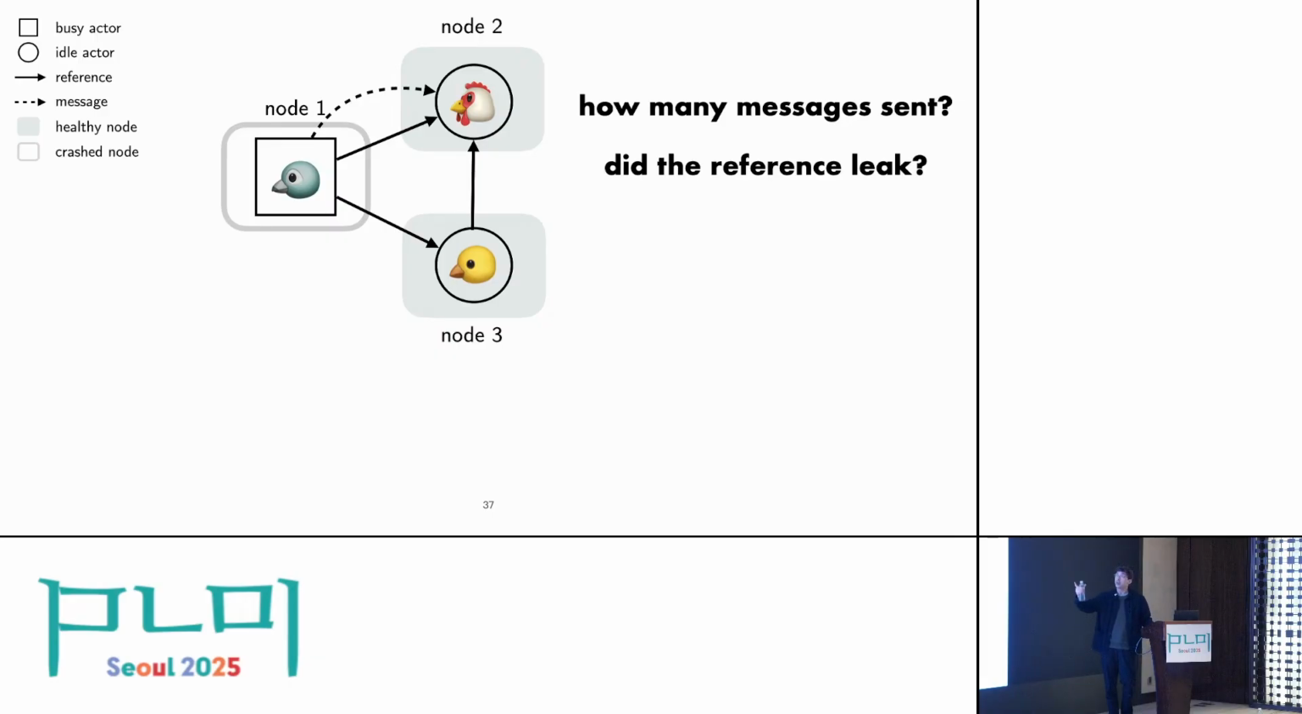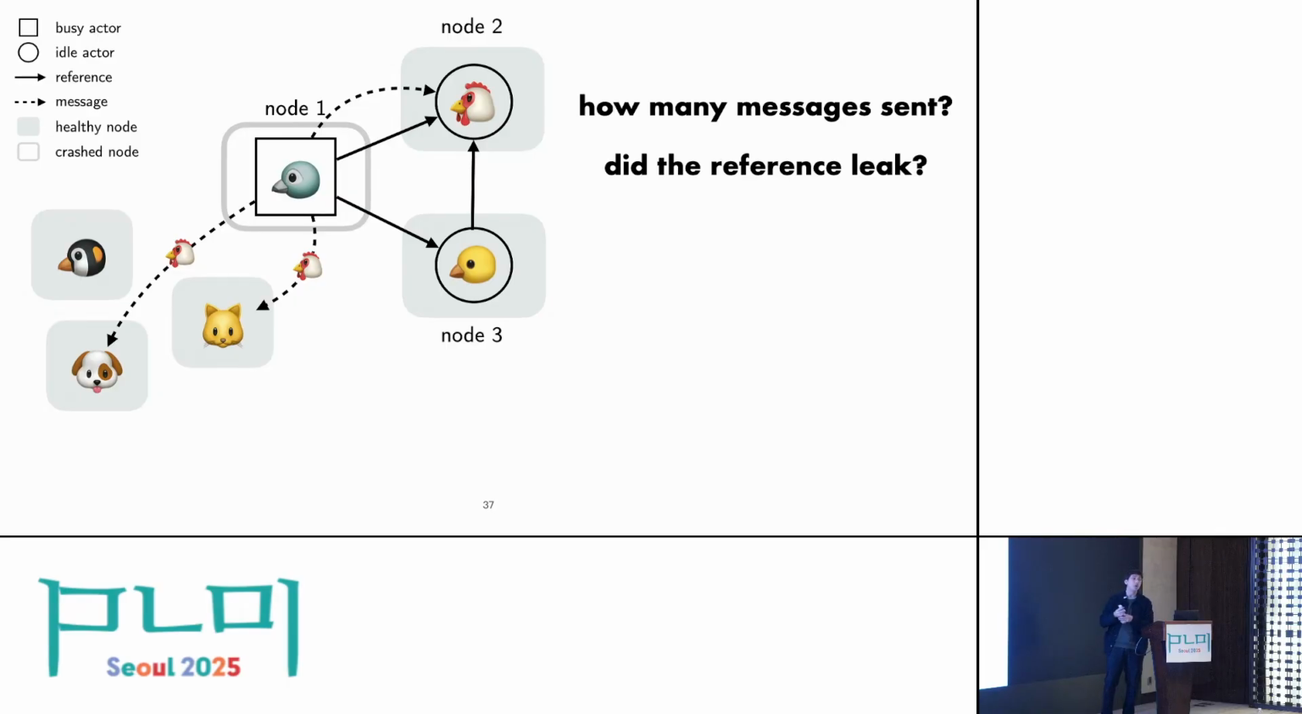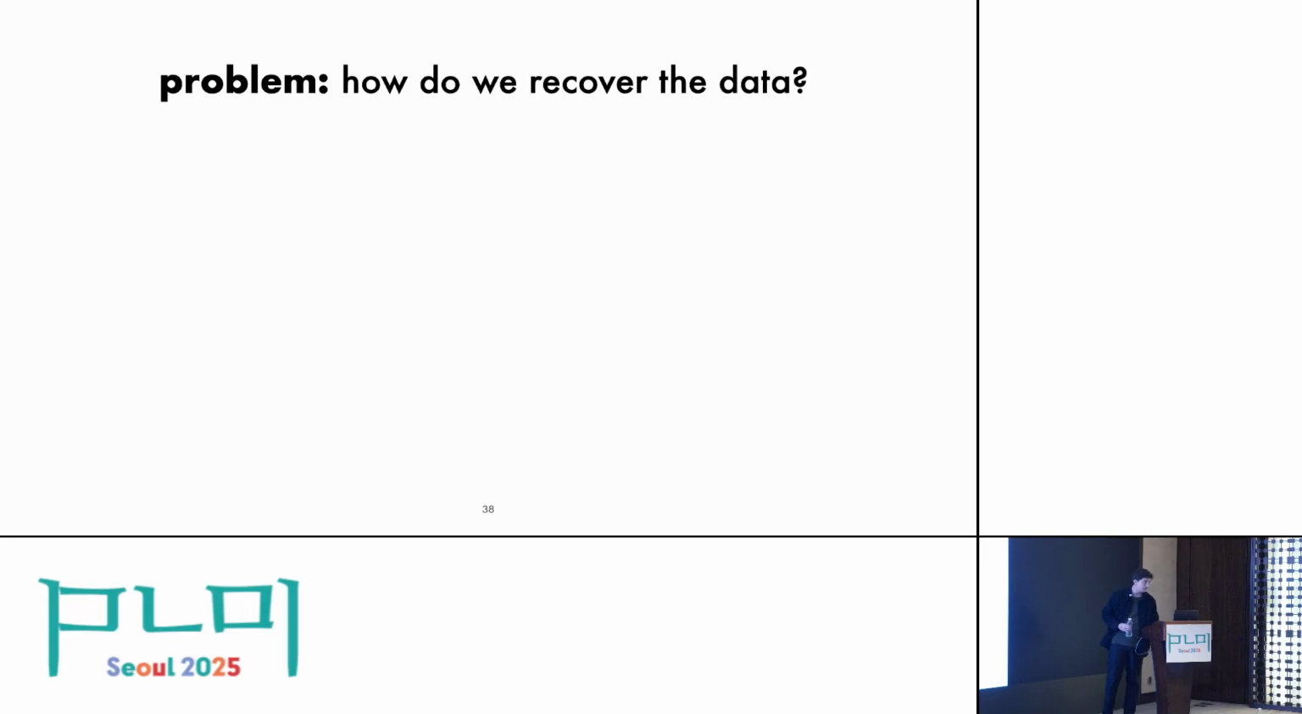Secondly, we'd like to know, well, the gray bird had a reference to the chicken, did it maybe send that reference to any other nodes? So maybe the reference leaked out to all these other nodes in the cluster. And now we're back in that old situation where it turns out we have to scan the entire cluster in order to just figure out, are there any messages left over? Are there any references left over? What do we do? So this is like a fundamental problem, right? How do we recover data that was on a crashed node that we need in order to perform garbage collection?